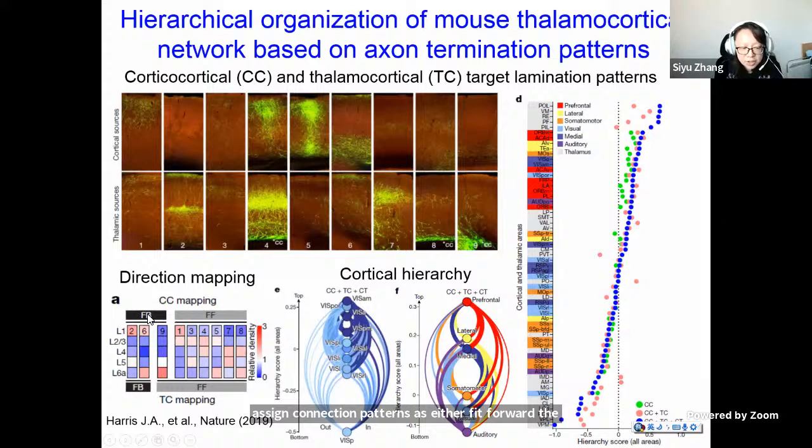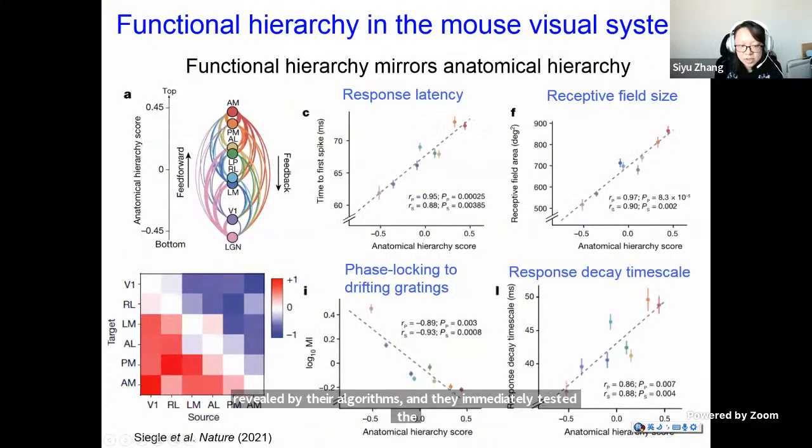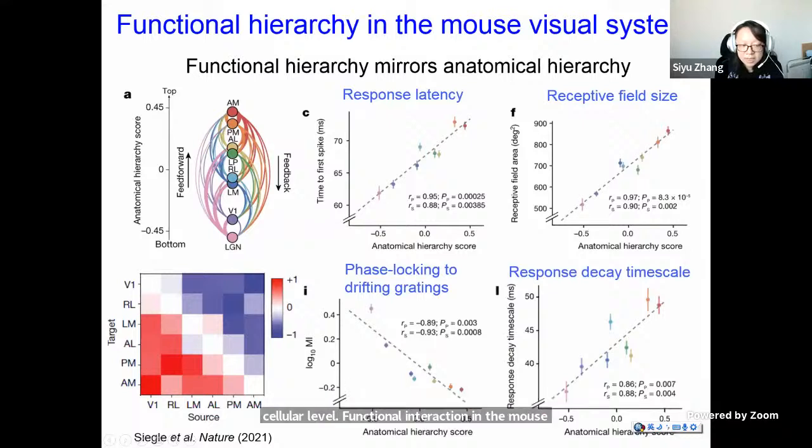So after identification of the direction of each projection, they generated testable predictions of hierarchical positions for individual cortical and thalamic areas based on the directions of all the inputs and outputs from each area. So here are the hierarchy of the visual cortical areas, and this is a hierarchy of the cortical modules revealed by their algorithms.